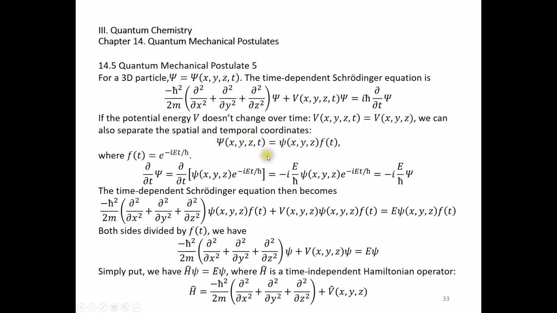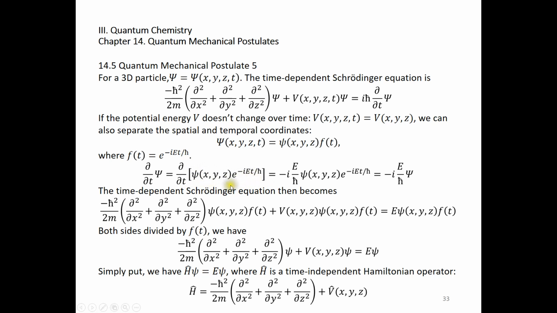So we can write out this uppercase psi as the product of two functions. One is a function of x, y, and z. The other is a function of time. The function of time has to be e to the power of negative iEt over h bar, for convenience. Now let's evaluate ∂Ψ/∂t. Because the lowercase psi is independent of time, we can take it out.